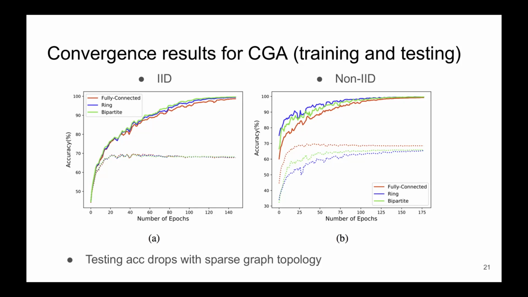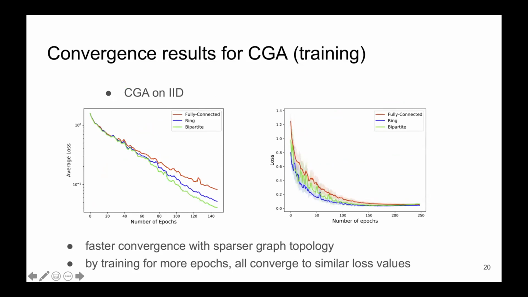At the end of the day, if you give enough training, they achieve the same results, right? Could you go to page 19 or something? Yeah, this page. If you have enough training, they all achieve the same results. So you can only see, probably, that it converges faster for the sparse graph.